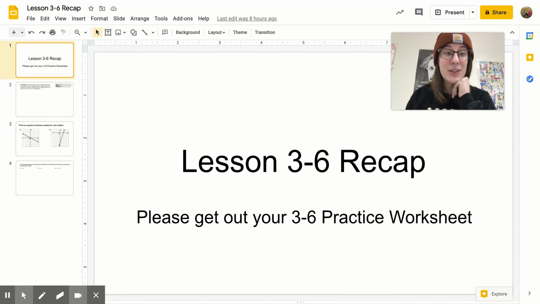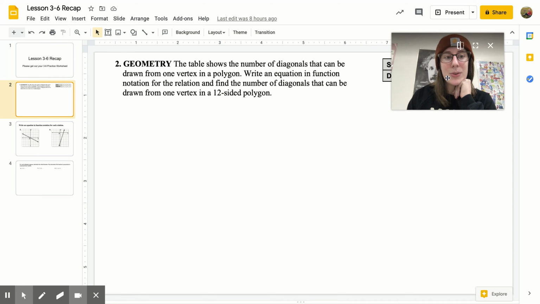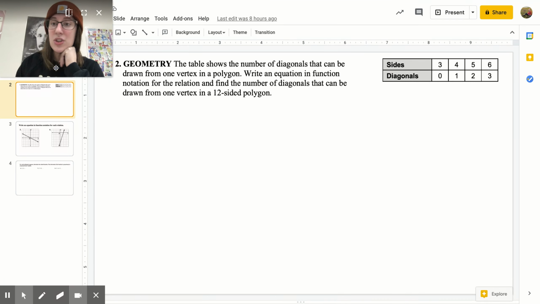So get out your 3-6 practice worksheet. We're going to go through just a couple problems on there just as a refresher. Pause me if you need to. I'm going to switch slides. So the first one I want to go through is the geometry problem.